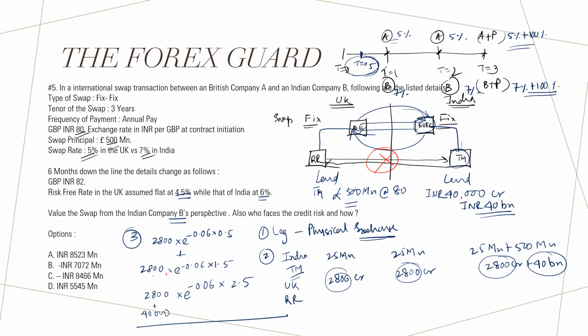Now here there is a little bit of a difference that I want you to understand. While discounting, I was telling you not to use the risk-free rate in the previous problem. But in this case, I'm directly discounting with the risk-free rate. Can anybody tell me why am I doing this?